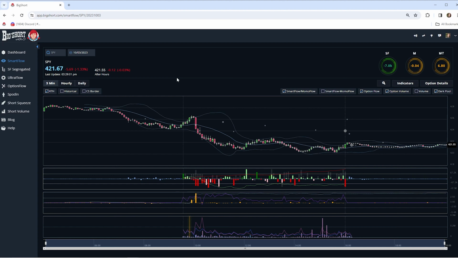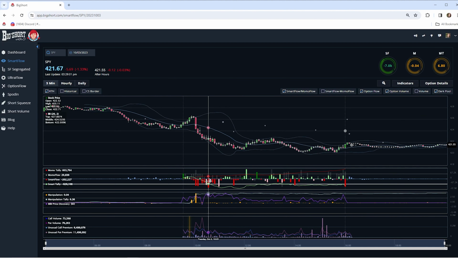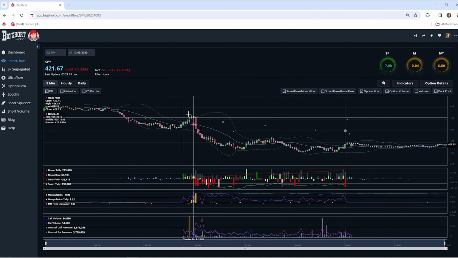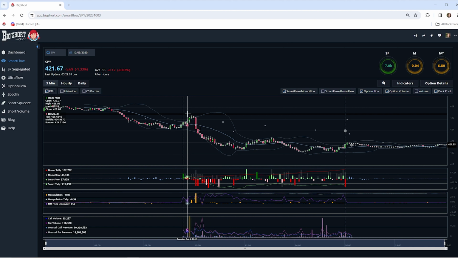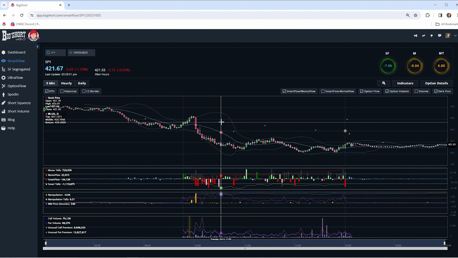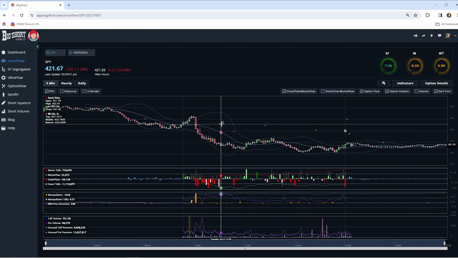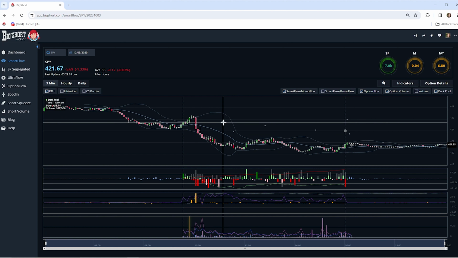As you can see, there are 4 panes: the candlestick chart, smart flow, manipulation, and option flow. Starting with the candlestick pane, in addition to the normal candlesticks, you can see dark pool prints displayed as they come in, here and here, and the size of the circle corresponds to the size of the dark pool. If you hover your mouse over, you can see the time, price, and volume information.